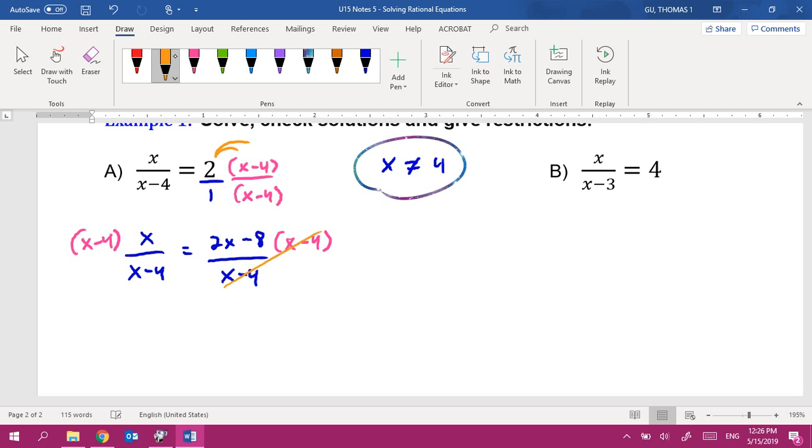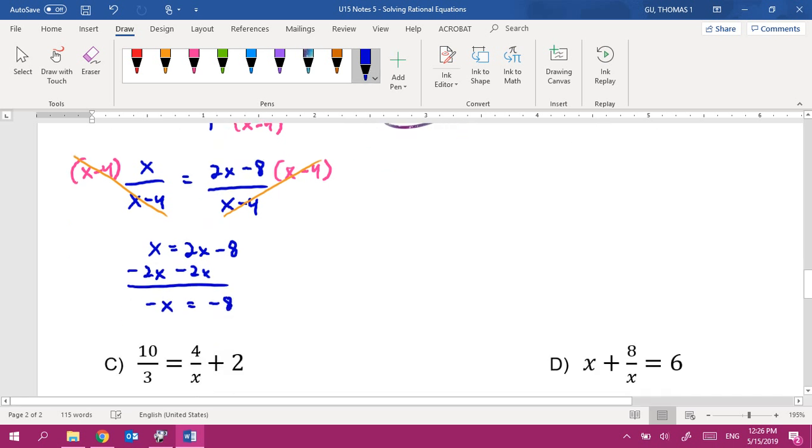The denominators, right. Which leaves me with x equals 2x minus 8. And how will I solve this one? Subtract 2x from each side. That'll be negative x. Negative x equals negative 8, and then divide by negative 1, and so x equals 8.